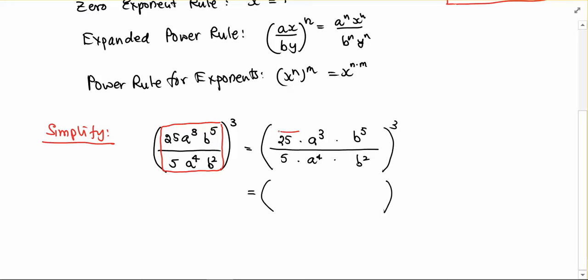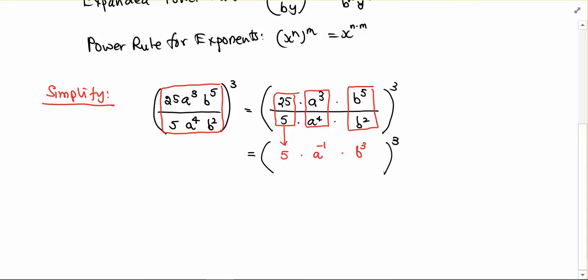So within those outer parentheses, I can work each of these things out. This is 5. This is the quotient rule, so that's a to the minus 1. This is also the quotient rule, so b to the 3. Okay, so all of this from here to here was the quotient rule, right?